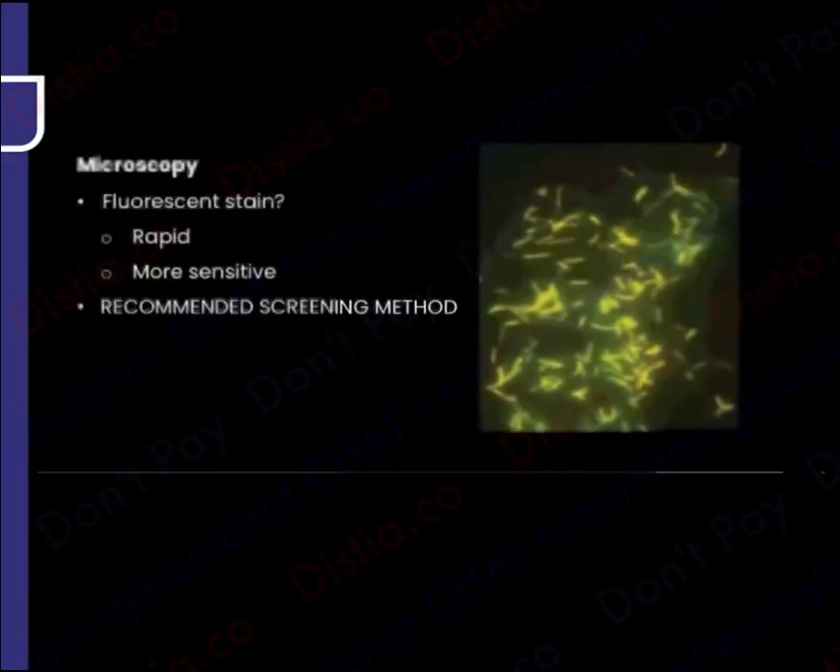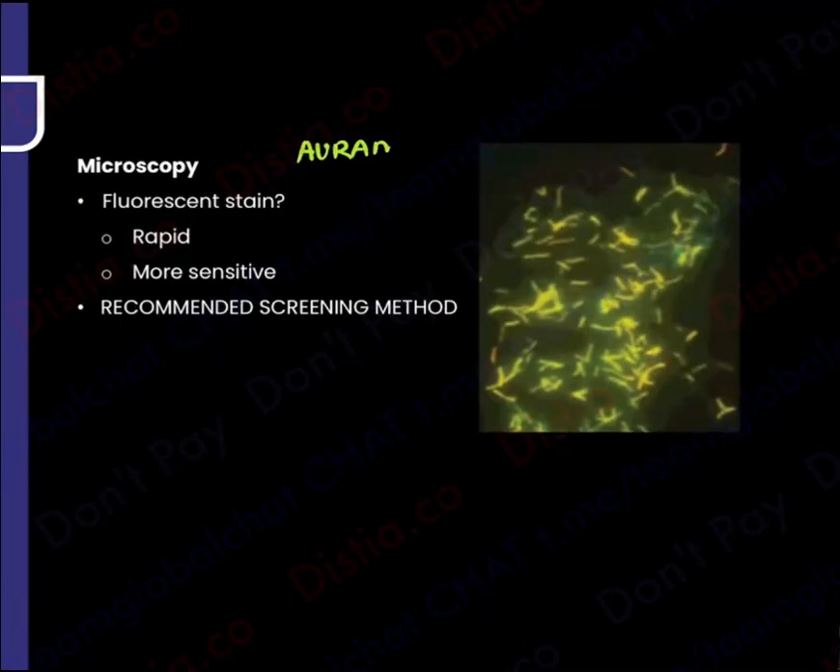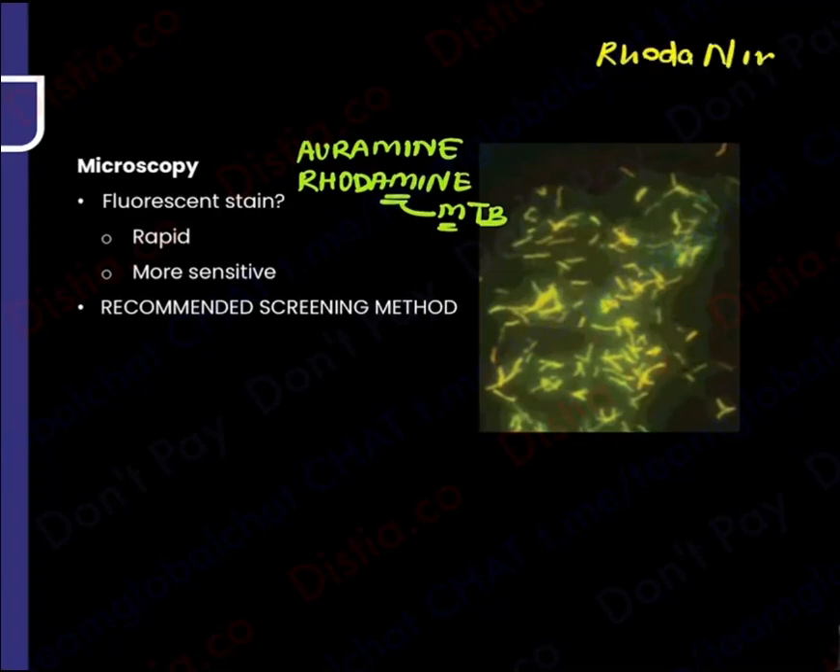Now I'm going to ask you a question again from General Micro. Was there a fluorescent stain that I used for TB? One was auramine and the other was rhodamine. I want all of you to note over here, rhodamine is for Mycobacterium TB. Because way back in pathology, I have taught you something called rhodamine and that was for copper. So remember, rhodamine is for Mycobacterium, rhodamine is for copper.